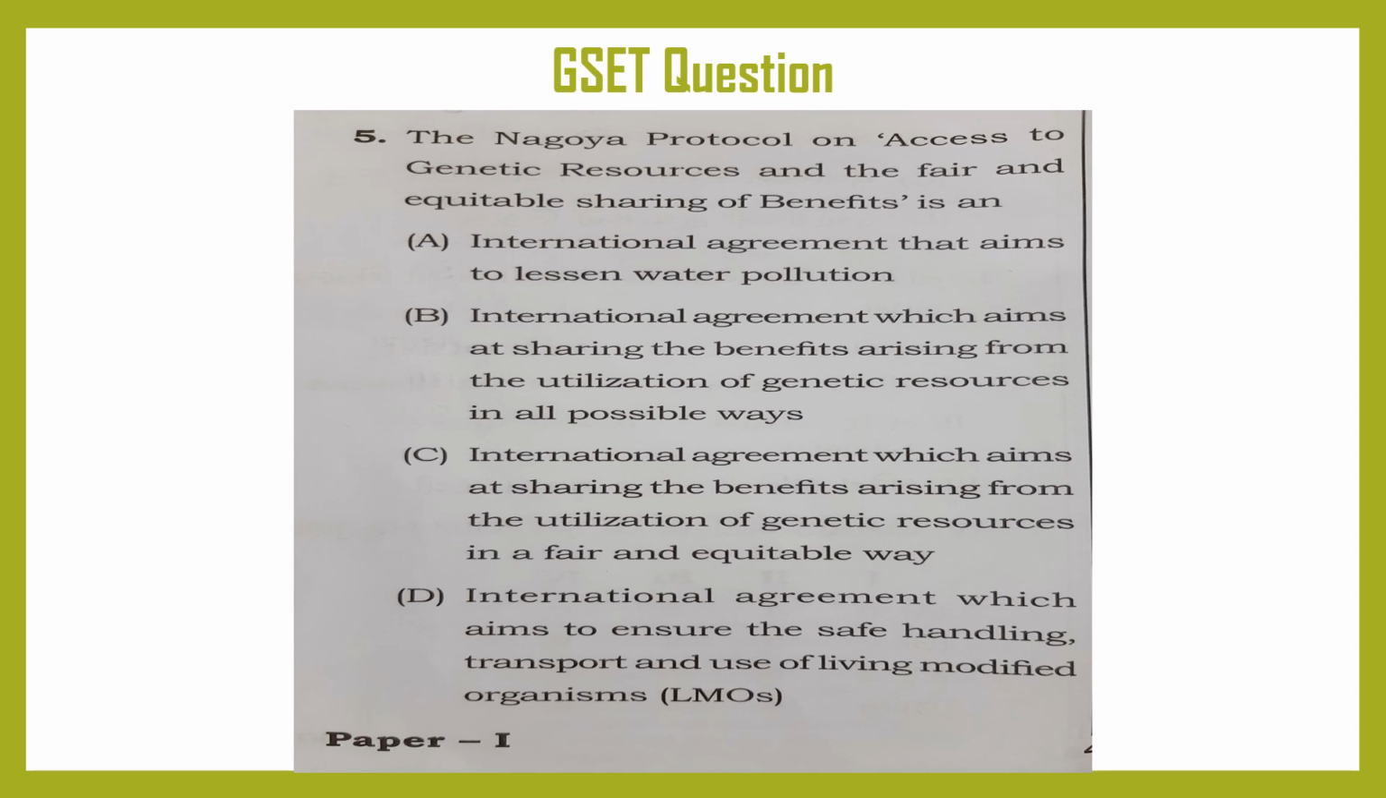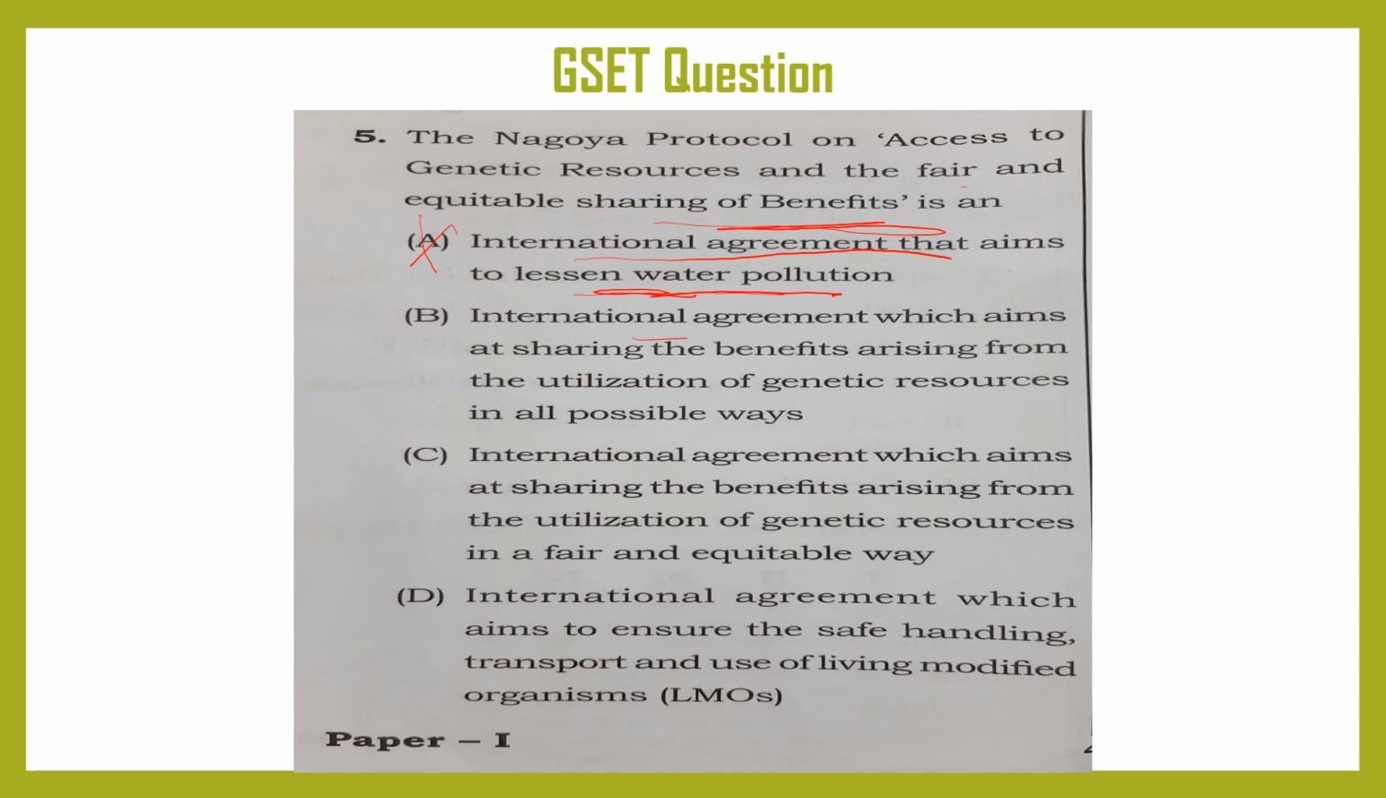Now about the question. Nagoya Protocol on access to the genetic resources and the fair and equitable sharing of benefits. The first option is an international agreement that aims to lessen water pollution. No, it is not concerned with water pollution. It is concerned with biodiversity. So this is not a correct option.